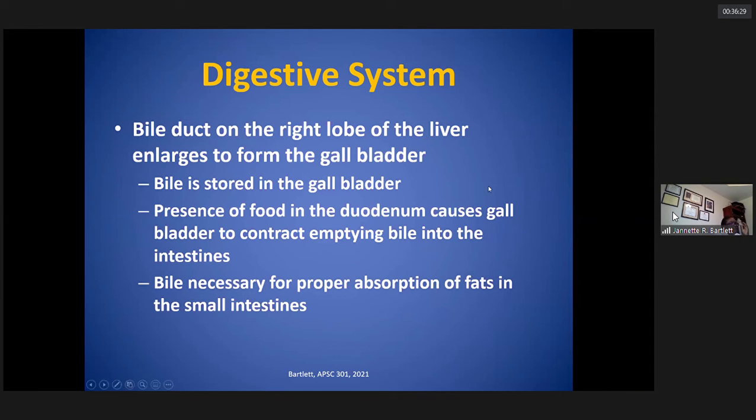Now, the presence of food in the duodenum causes the gallbladder to contract, emptying the bile into the intestine. So that is how the bile gets in and does what it needs to do. Just the presence of food triggers the gallbladder to release the bile into the intestines. And bile is necessary for proper absorption of fats in the small intestine. Whatever type of fat is in the food, bile is needed for its proper absorption. That's the purpose of bile in the digestive process.